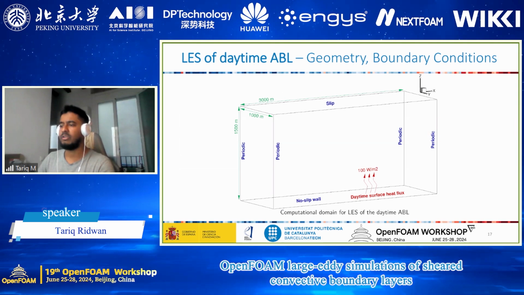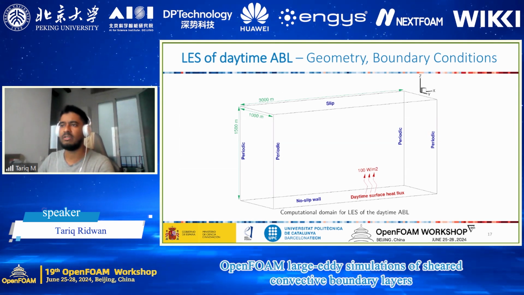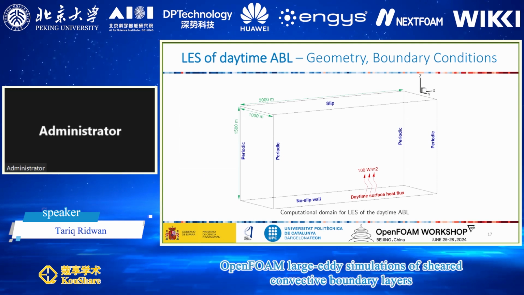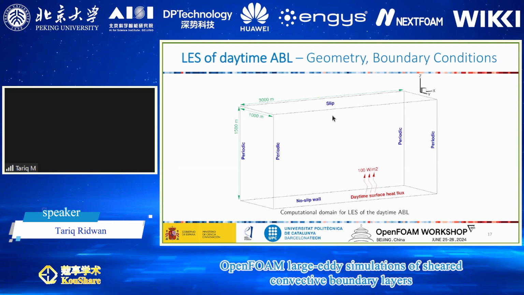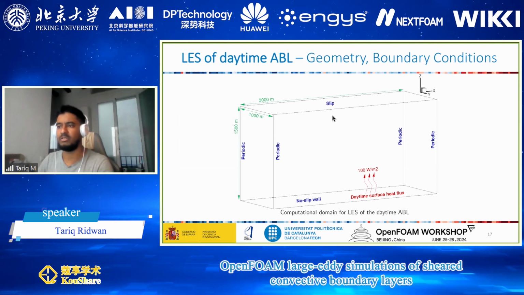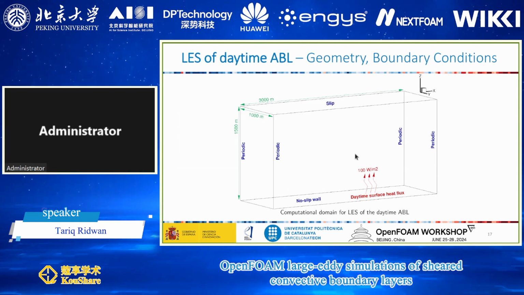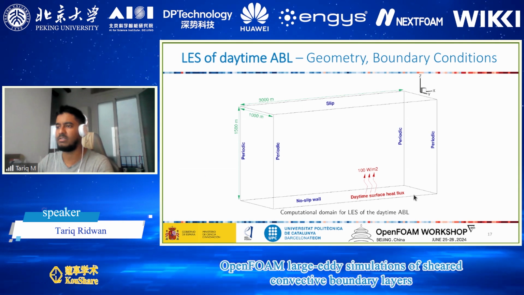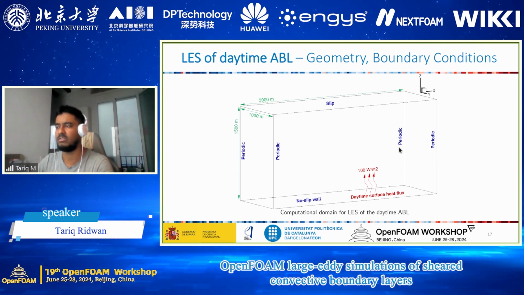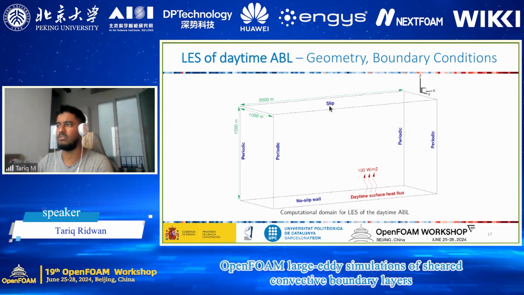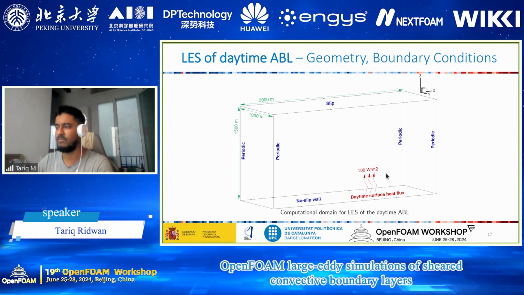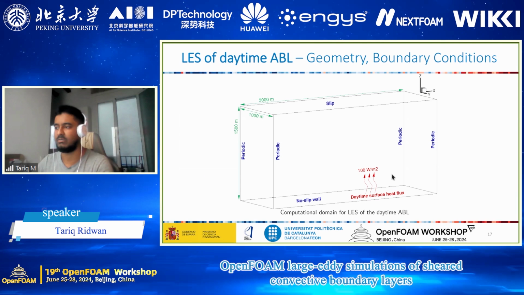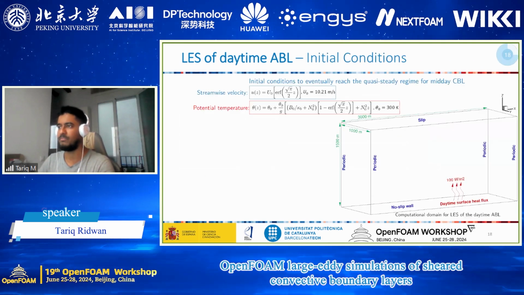The geometry and boundary conditions are shown in this figure. We have a 3 by 1 by 1.5 kilometer domain: 3 kilometers in the streamwise, 1 kilometer in the spanwise, and 1.5 kilometers in the vertical direction. There is a no-slip wall at the surface, a periodic boundary condition on the lateral sides, and also a slip boundary condition at the top. There is a daytime surface heat flux coming from the surface.